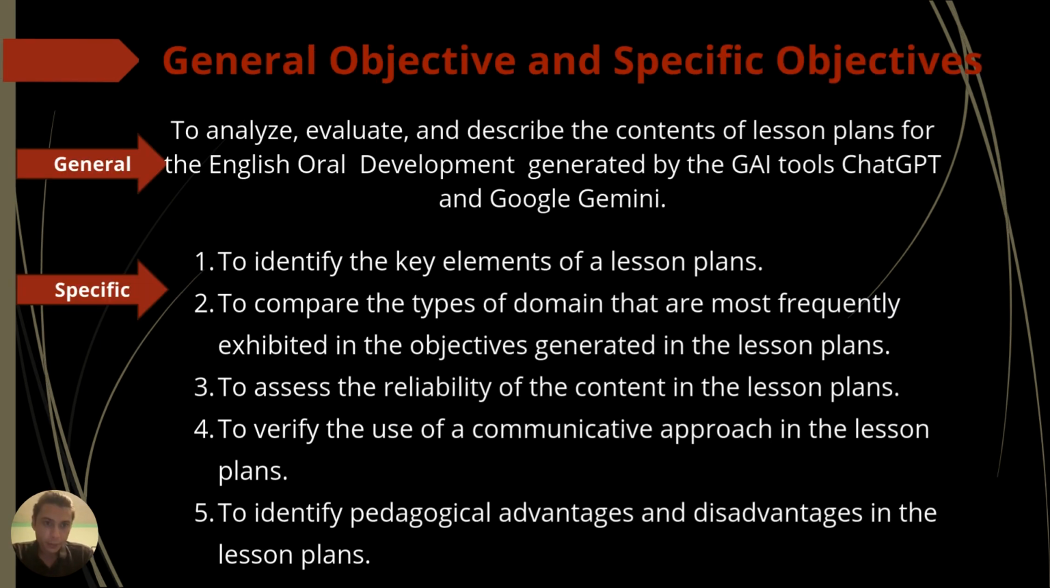The general objective is to analyze, evaluate, and describe the contents of lesson plans for the English oral development generated by GAI tools, ChatGPT and Google Gemini. Our specific objectives are to identify the key elements in a lesson plan, to compare the types of domain that are most frequently exhibited in the objectives, to assess the reliability of the content, to verify the use of the communicative approach in the lesson plans, and to identify pedagogical advantages and disadvantages within the lesson plans.